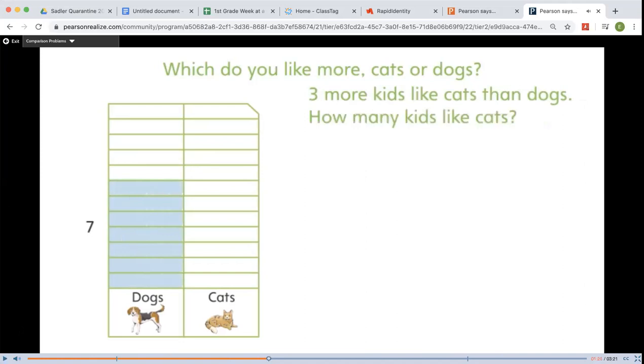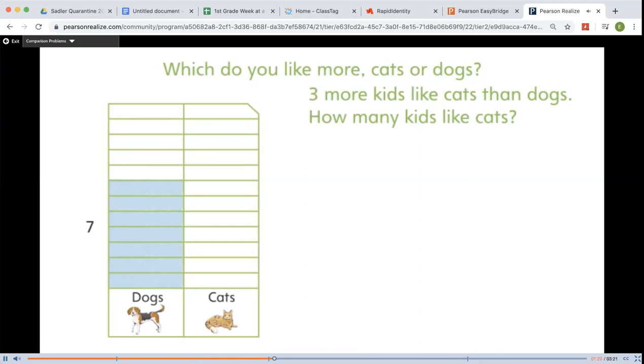Okay, this is where we have to figure out that unknown. We don't know how many students exactly chose cats. We just know that it has to be more than the total number of students who said they liked dogs, because it says 3 more kids like cats than dogs. So the answer has to be more than 7. Let's see how they solve this problem.